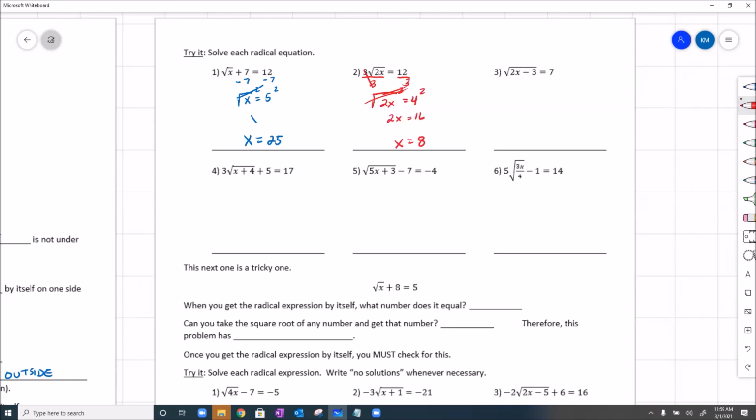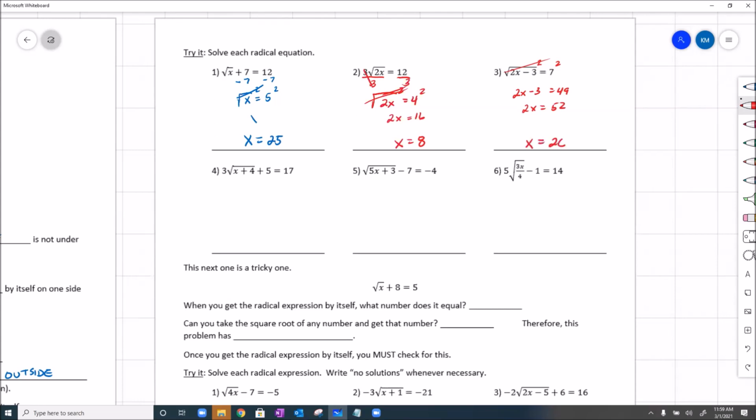Number 3, you'll notice that our radical is already by itself. There's nothing else on the left side of this equation. So right away, we can square both sides. So 2x minus 3 equals 49. Add 3 to both sides. 2x equals 52. Divide by 2.